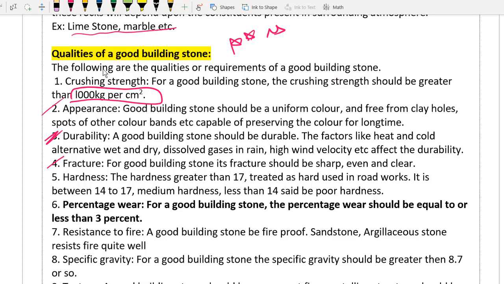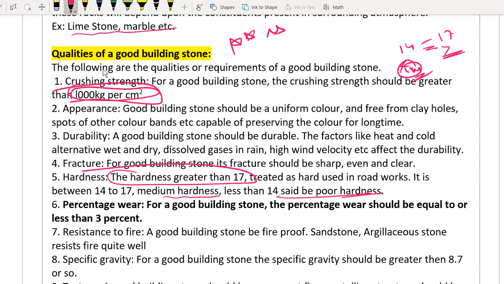Next is hardness, which is quite an important bit. Whatever I am ticking, at least you have to remember it. Crushing strength, minimum 1000 kg per centimeter square. Hardness should be greater than 17. Actually we have a range of 14 to 17. If something is greater than 17, it is good for roads. If something is less than 14, then we call it poor quality rock. In between it will be moderate, and for other purposes you will use this medium hardness. If less than 14, then poor hardness. You have to remember this.